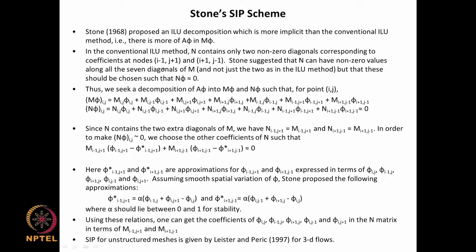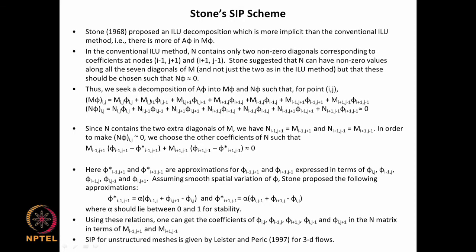So, if n phi is close to 0, and since A phi is written as M phi plus n phi, then there is more of A phi in M phi. The key thing is that by relaxing the assumption that n should have only the 2 additional non-zero diagonals, and enabling all the 7 non-zero diagonals to be present in n phi, but choosing them in such a way that they cancel the effect of each other, you may be able to get an overall n phi which is equal to 0.